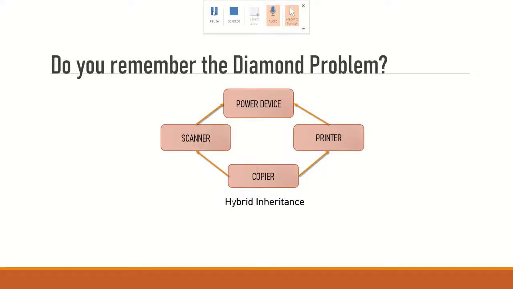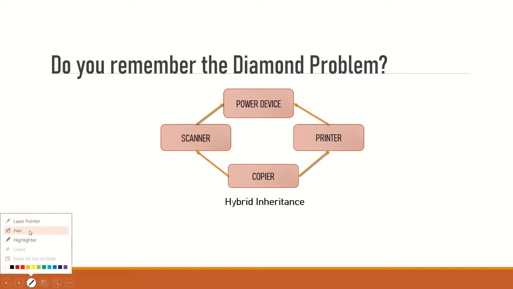Welcome back. In the last lecture, I introduced the diamond problem. So what will be the issue here? The issue is that the copier class will have two different copies of power device, one through this path and another through this path. This is what I taught in the last lecture.